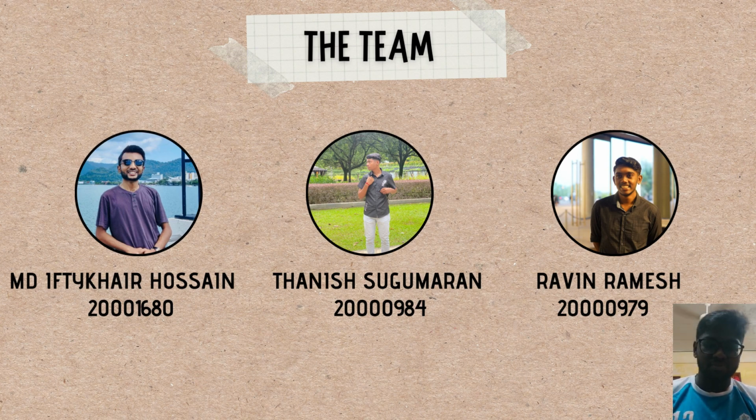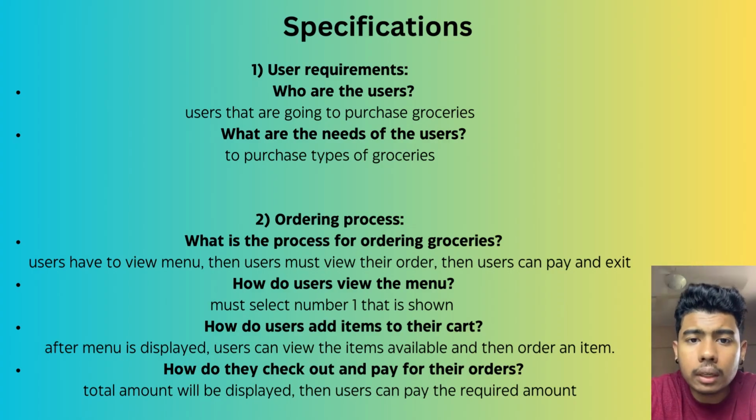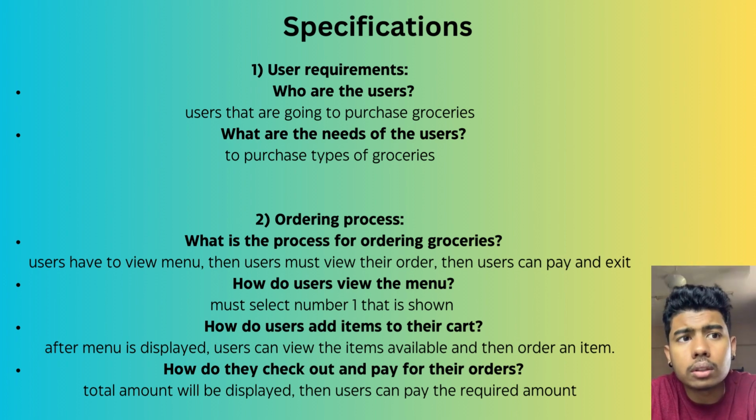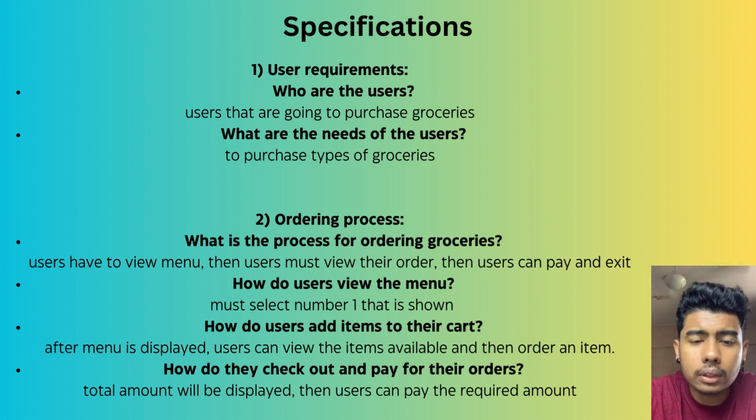Hello, my name is Tanish Sukumaran and today I'll be presenting about the specifications. There are three types in the specifications. The first one is user requirements. Who are the users? Users that are going to purchase the groceries. Second, what are the needs of the users to purchase types of groceries such as vegetables, fruits, meats, dairy and carb sauce.